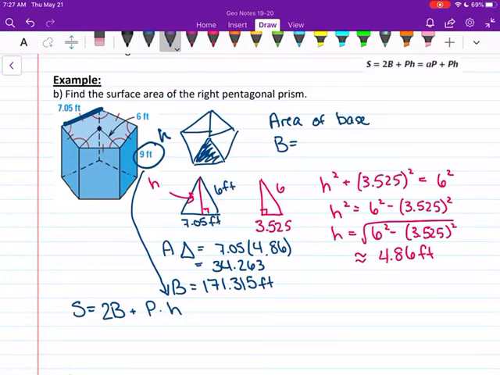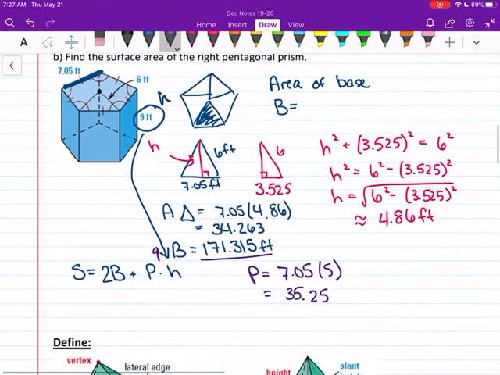Okay, so let's write that down. Perimeter equals 7.05 times 5, right? I'm finding the perimeter of that regular pentagon, and that is going to be 35.25. And then my height is 9, okay? And then my base we just found was this. So let's plug it all in.